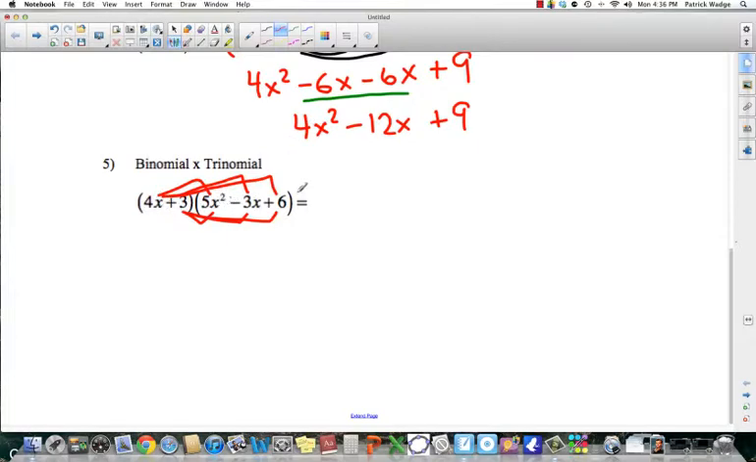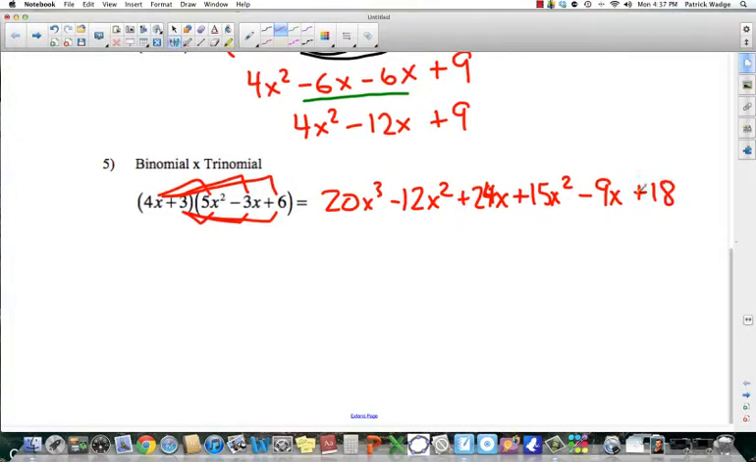4x times 5x squared, well, 4 times 5 is 20. X times x squared, we're going to add the 1 and the 2 here, so we get x cubed. 4x times negative 3x, negative 12x squared. 4x times 6, 24x. That's a 24. 3 times 5x squared, positive 3 times 5x squared is 15x squared. Positive 3 times negative 3x is negative 9x. And positive 3 times positive 6 is positive 18.